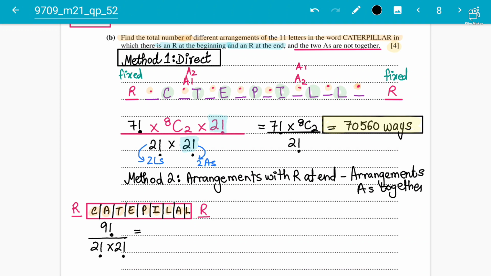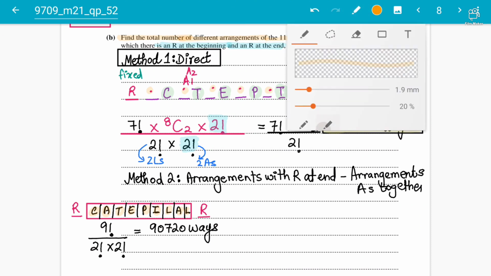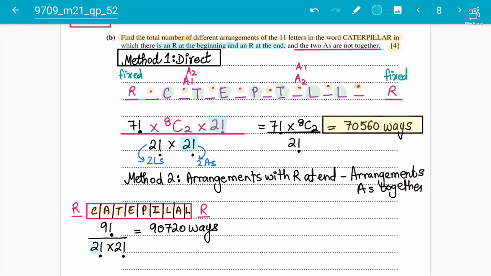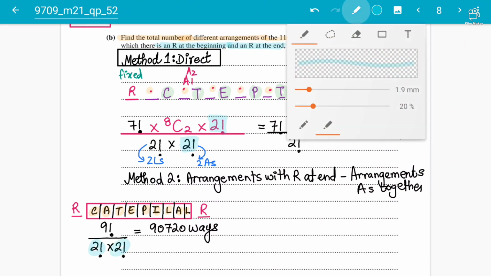The answer for this, here we go, it is coming as 90,720 ways. Hope students are getting it. The only restriction is that R's are at the beginning and the end, and all the rest of the letters can arrange themselves in 9 factorial ways, and this 2 factorial is for the two A's and the two L's. So hope students get this part.